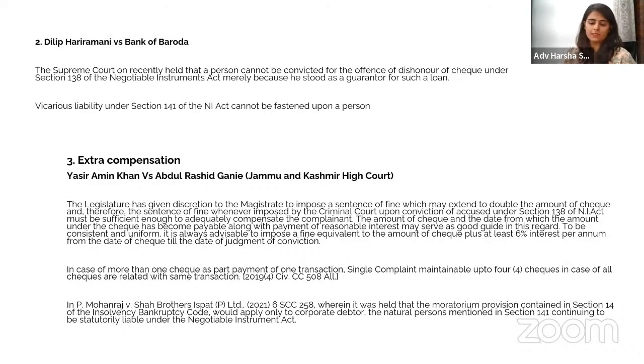So, it has been said that the sentence of fine, whenever imposed by the criminal court upon conviction of accused under section 138 on the discretion of the learned magistrate, should be adequate enough to compensate the complainant, because the amount of check and the date from which the amount under the check has become payable, along with payment of reasonable interest, may serve as a good guide in this regard. To make it more consistent and uniform, it is always advisable to impose a fine equivalent to the amount of check plus at least 6% interest per annum from the date of check till the date of judgment of conviction. I hope this is clear.